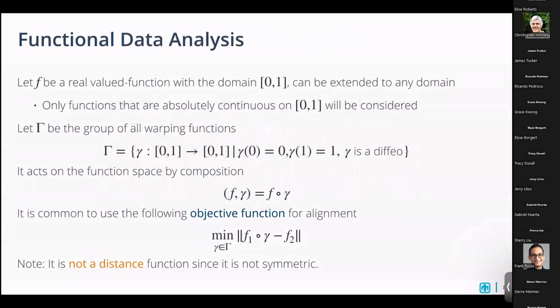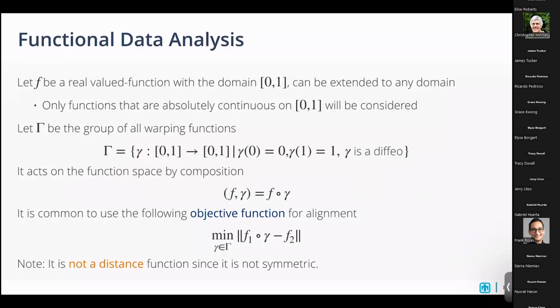So we're getting into a little math here, into what we want to define in functional data analysis. We're going to let f be a real valued function on the domain 0 to 1. This can be extended to any domain easily through a simple transformation, but we're going to keep it on 0 to 1 just for simplicity of the integrals. We're also going to consider only functions that are absolutely continuous. The reason for that comes further on, but we want to be able to compute derivatives on this interval. So that's going to be our definition of a function.